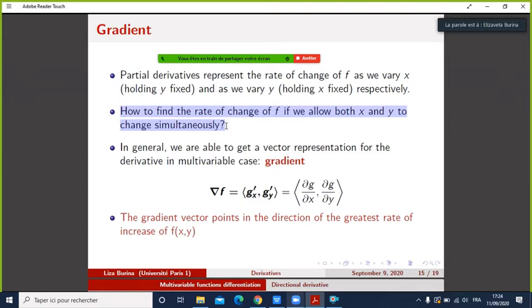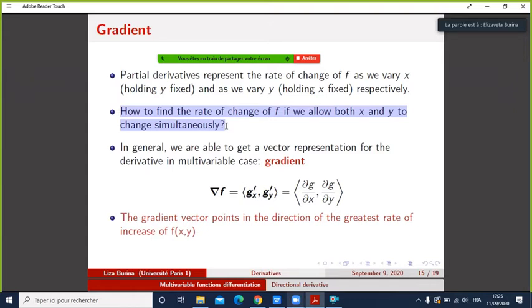So in general, we're able to get a vector representation for the derivative in the multivariable case, and we call this thing gradient. So if we are not able to find a total derivative, but we still need to know what's happening with our function if we allow both of them to change, or three of them to change. Now I'm just taking two-argument functions. This same logic will apply to three arguments, if we have 3 goods, 100 goods, whatever.